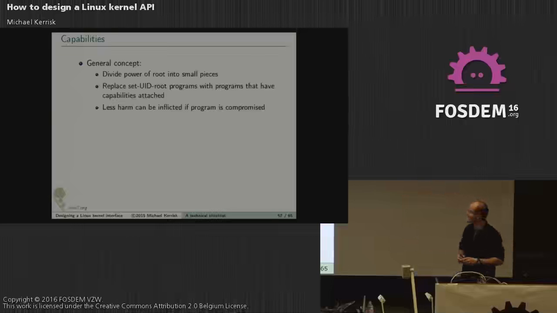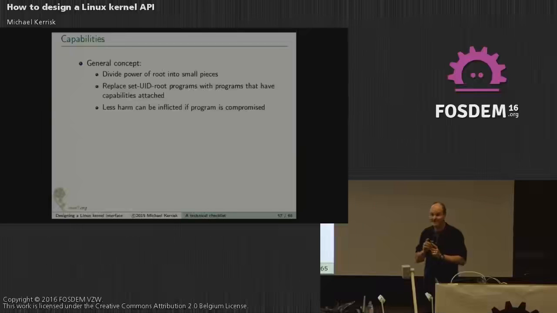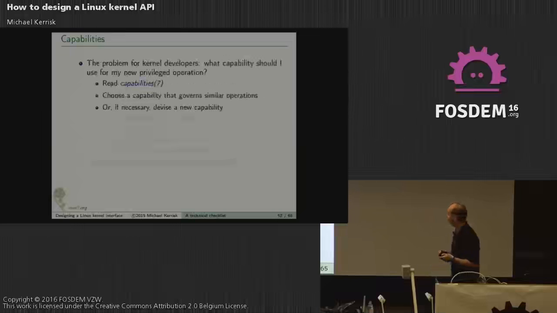Capabilities. Capabilities are one of my favorite amusing stories. Probably many of you are familiar with capabilities. The idea is to divide the power of root into small pieces. Instead of having set-user-ID programs on your system, where you've got an application that has the power to do everything on the system if it gets compromised by an attacker, the program just has a few capabilities, and if it gets compromised, then it's much harder for the attacker to make the program do dangerous things. So divide the power of root into small pieces.